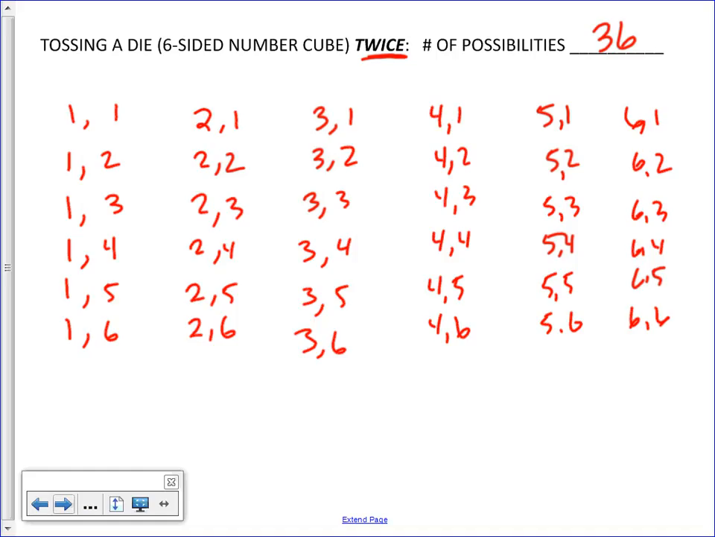All right. We good? So, tossing a coin twice, the magic number is 4. Toss it 3 times, the magic number is 8. Toss a die twice, the magic number is 36. All right, keep that out.